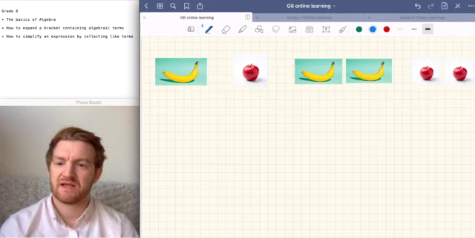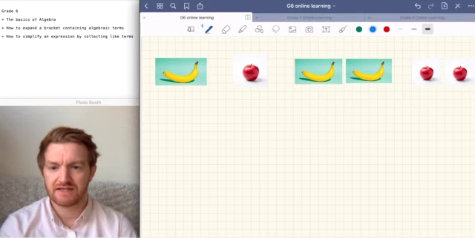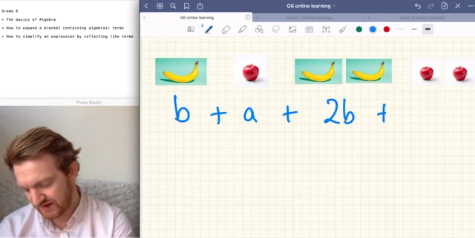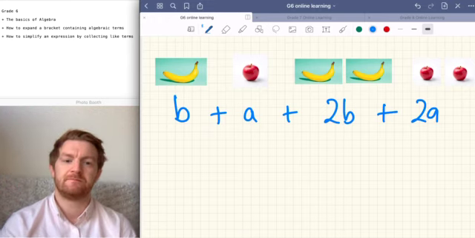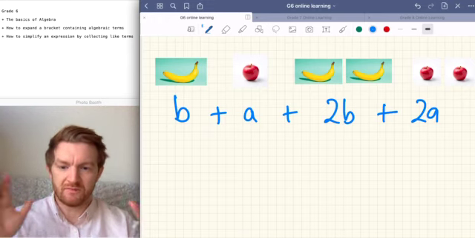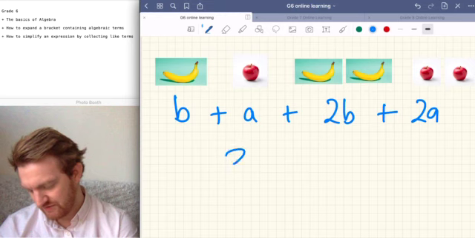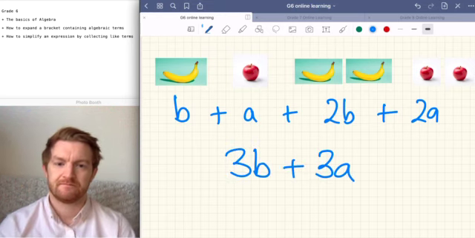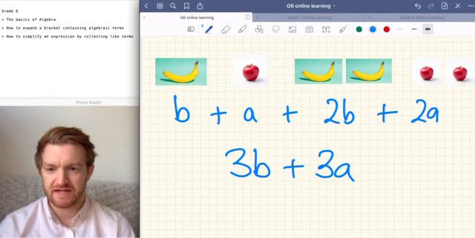What about if we have a mixture like this? Well, let's see how we can write it again as an algebraic expression. We could say I've got a banana and an apple and 2 bananas and 2 apples. And we can combine those together and say, well, we've got 3 bananas and 3 apples. You can see a lot of pictures of bananas and apples, so continue to enjoy them.